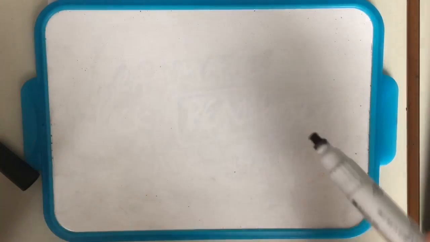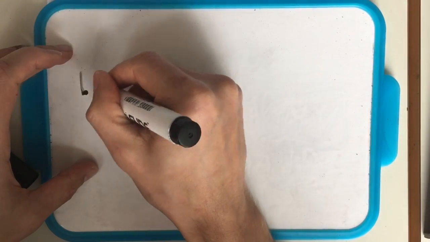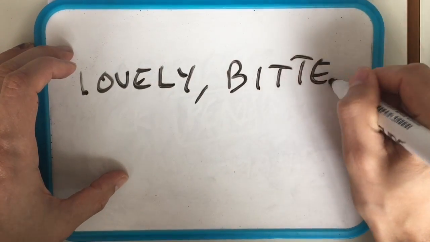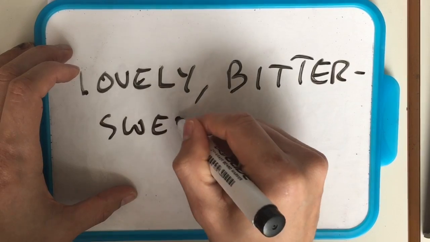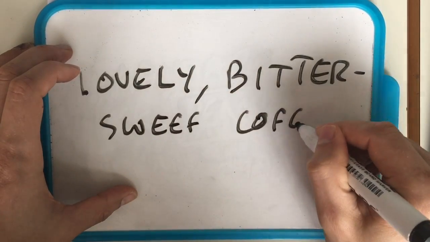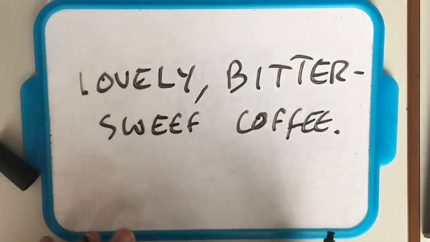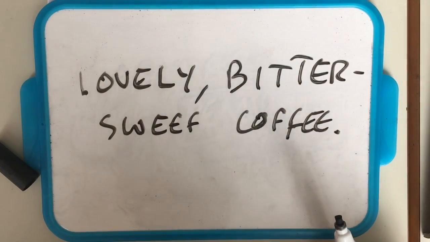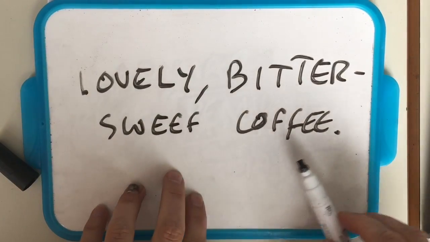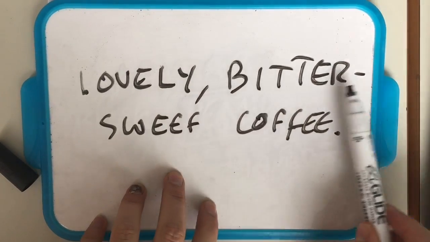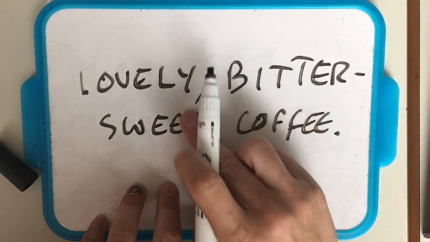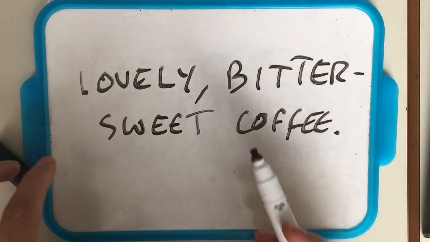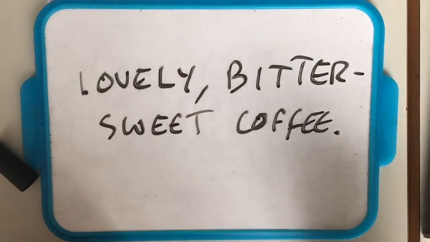Okay, so if I was to say, for example, the lovely bittersweet coffee. Okay, the lovely bittersweet coffee. It's not a clause. Couldn't be. It's not a part of a sentence in the sense of it being a clause. It's not got a verb. It's got this wonderful sort of hyphenated word here, bittersweet. Lovely bittersweet coffee, which I am drinking right now.